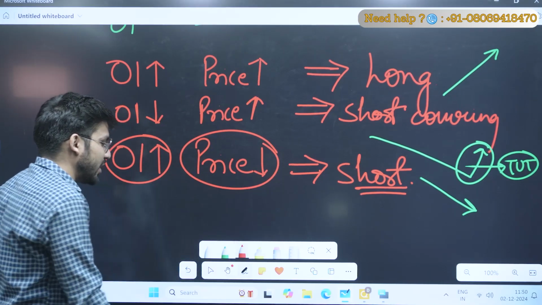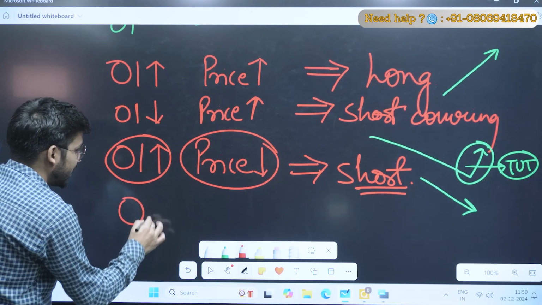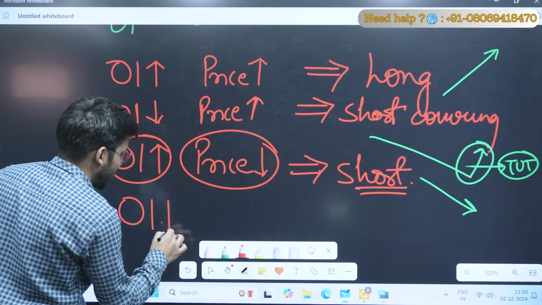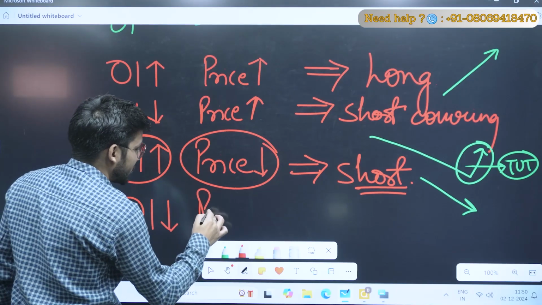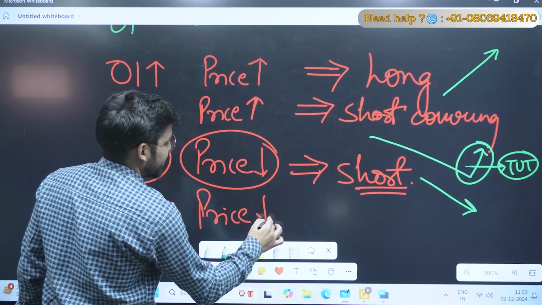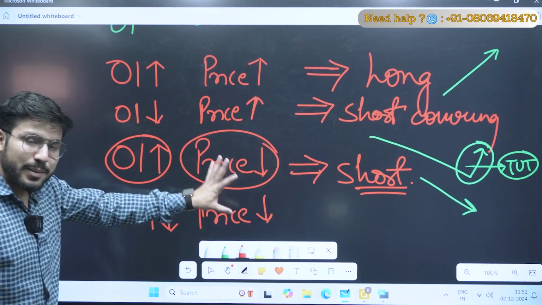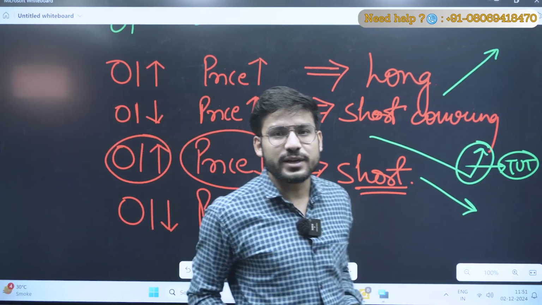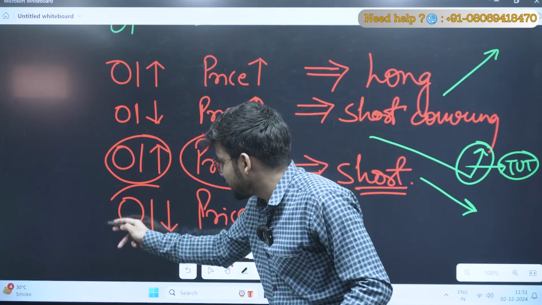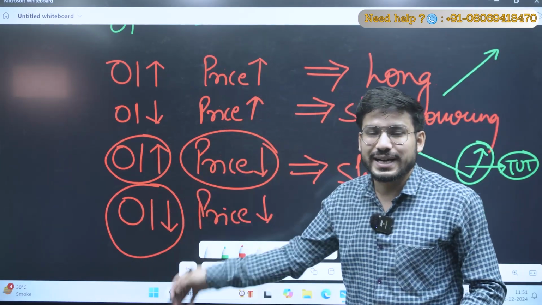Now the fourth and final one is that if my open interest is decreasing and at the same time my price is also decreasing. So this is the fourth condition. Open interest is decreasing, price is decreasing. If my price is falling, it means the sellers are responsible for it, right? And you can see the participation of those sellers is also decreasing in the market.